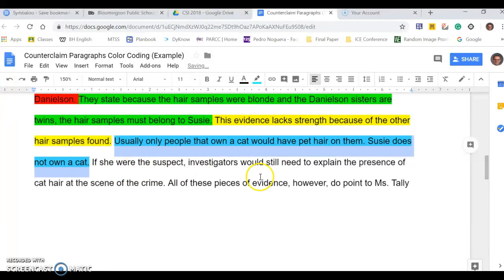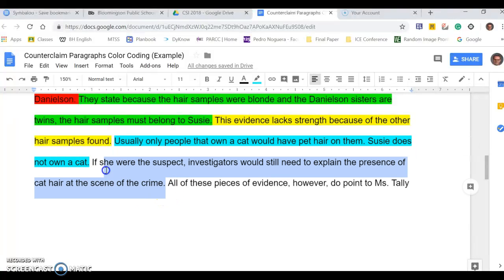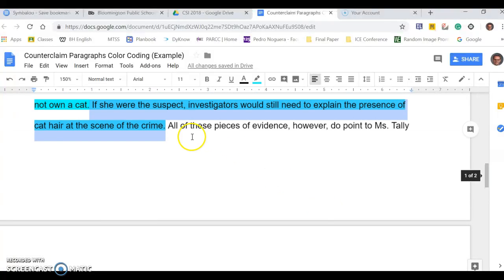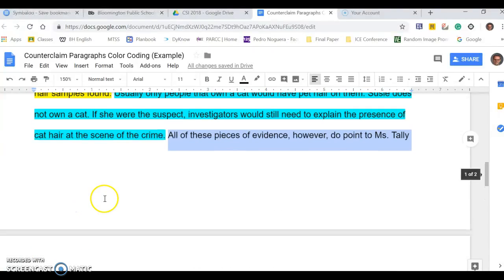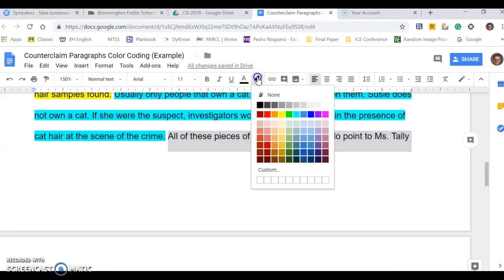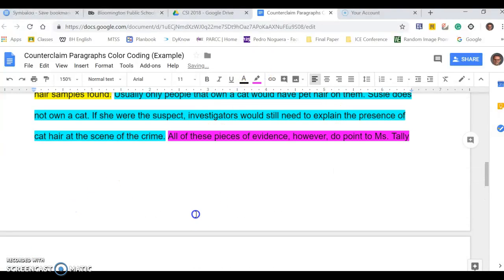If she were a suspect, investigators would still need to explain the presence of cat hair at the scene of the crime. Again, this sounds like it's more explanation. So go ahead and color code that blue. All these pieces of evidence, however, do point to Miss Tally Johnson. So again, I'm going to highlight that purple because that sounds like that is our better way of thinking. Tally Johnson is the suspect, and that is the better way of thinking about the situation.